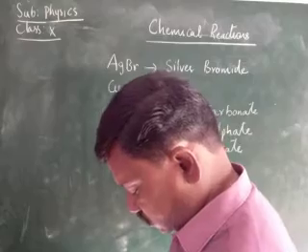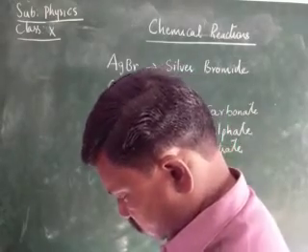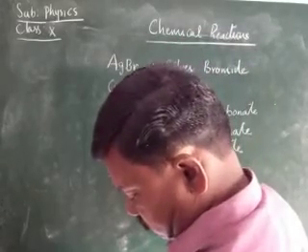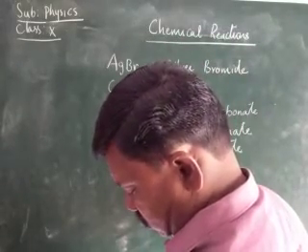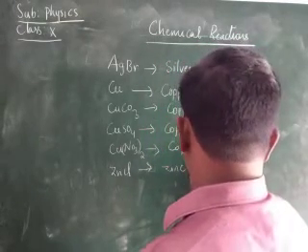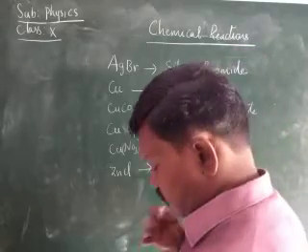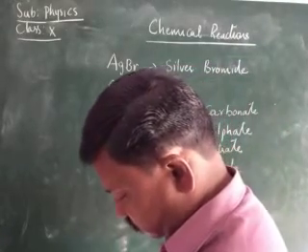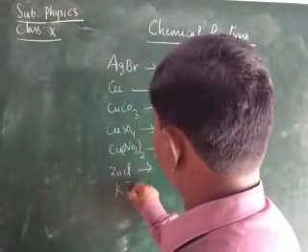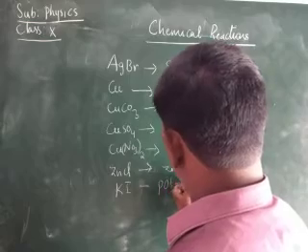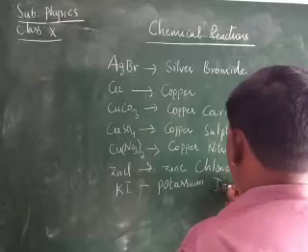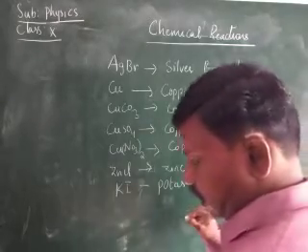Zinc chloride, ZnCl. Here ZnCl, that is zinc chloride. Next, KI, potassium iodide. K means potassium, I means iodine. Potassium iodide. KNO3.